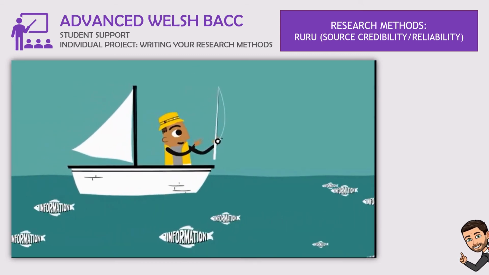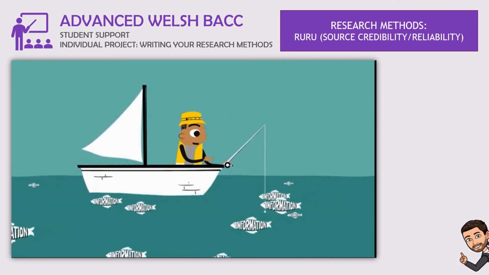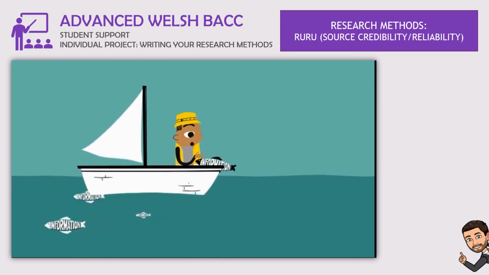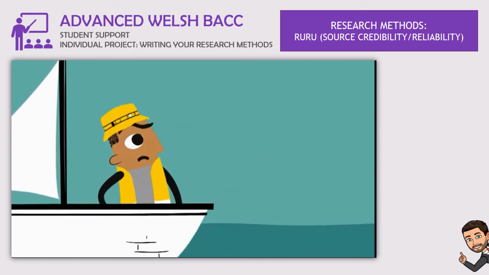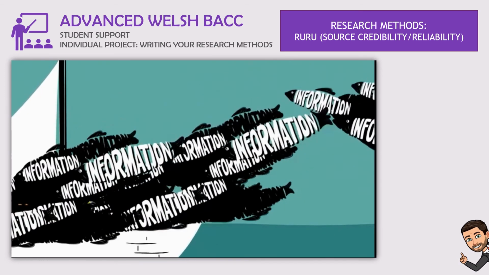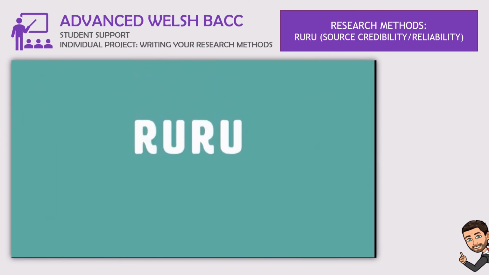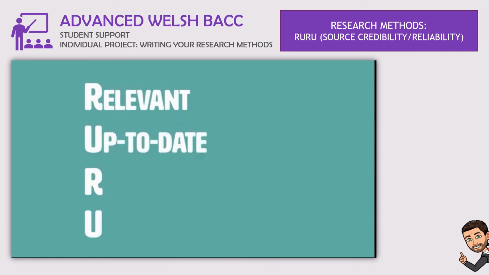There's so much information around these days. It's hard to know what's credible or trustworthy. So you're going to have to look very carefully at sources to work out what's believable and what's not. Say you're researching climate change. Well, you're going to find a flood of information very quickly. This is where Ruru can really help. It stands for relevant, up-to-date, reliable, and useful.